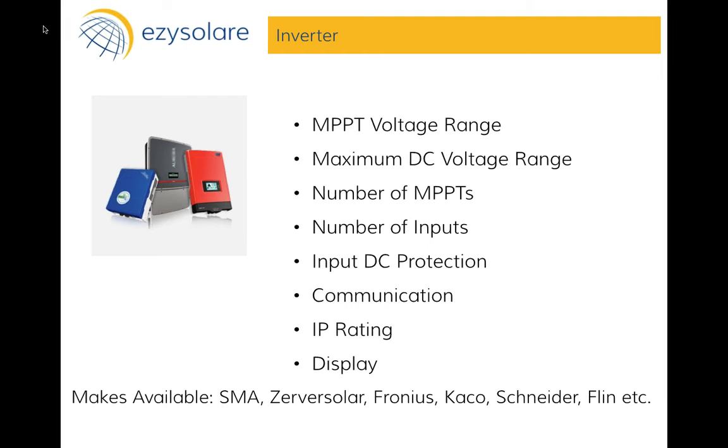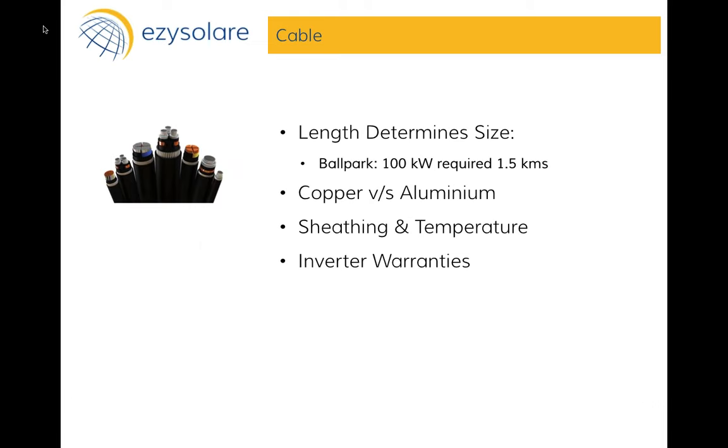Then the third thing is the number of MPPTs. MPPT, technically speaking, is a maximum power point tracking device. But essentially, what it means is that for every MPPT, you can have a number of strings, right? So say, for example, if one inverter has one MPPT, and it has three inputs, then all of these three inputs are being tracked by the same MPPT.